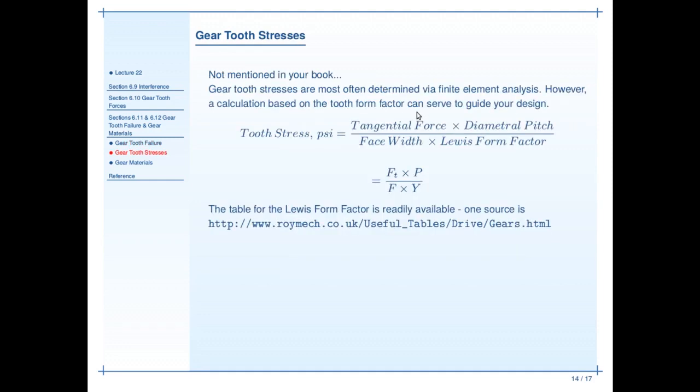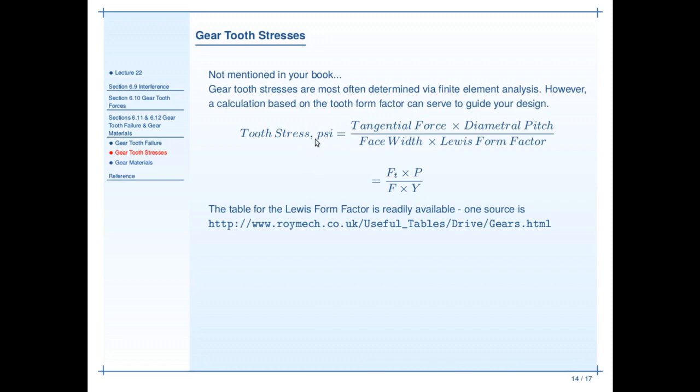When we look at gear tooth stresses, this isn't really mentioned in our book, but it's worth saying a minute about. More often than not nowadays, we'll see gear tooth stresses determined by FEA, and that's generally the best way to do it. If you do need to get a rough calculation, just to see if you're in the ballpark though, you can use the tooth form factor. This is a fairly old calculation. It's based on something called the Lewis form factor, tables for which are very readily available online.